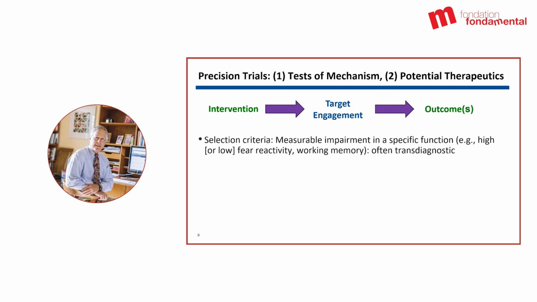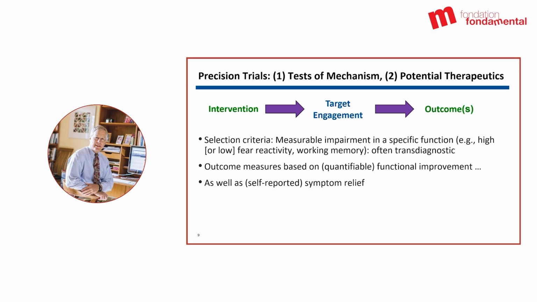So in terms of RDoC, the selection criteria is not to pick, again, a single diagnostic class, as we've been discovering, but to actually select patients on the basis of a measurable impairment in a specific function. For example, high or low fear reactivity, just as I showed you in the prior slide, or working memory, whatever. And just as the last slide, these are often transdiagnostic. Next. And so likewise, the outcome measures are likely to be based on very quantifiable functional improvement with respect to the specific function. Next.